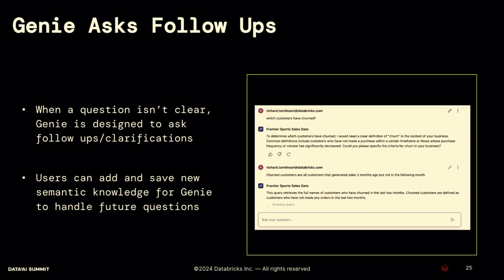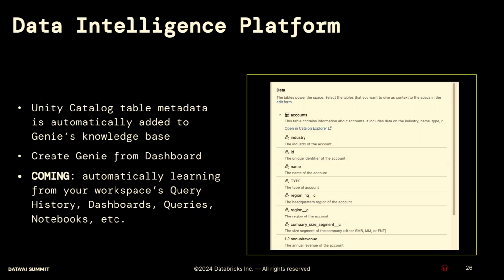What's really powerful, though, is actually you can teach Genie for other users with the Save as an Instruction button. So when you click Save as an Instruction, it captures this context and also captures the SQL statement so that the next user who comes in can capitalize off this churn knowledge. The next way that we can learn over time is by leveraging our data intelligence platform.